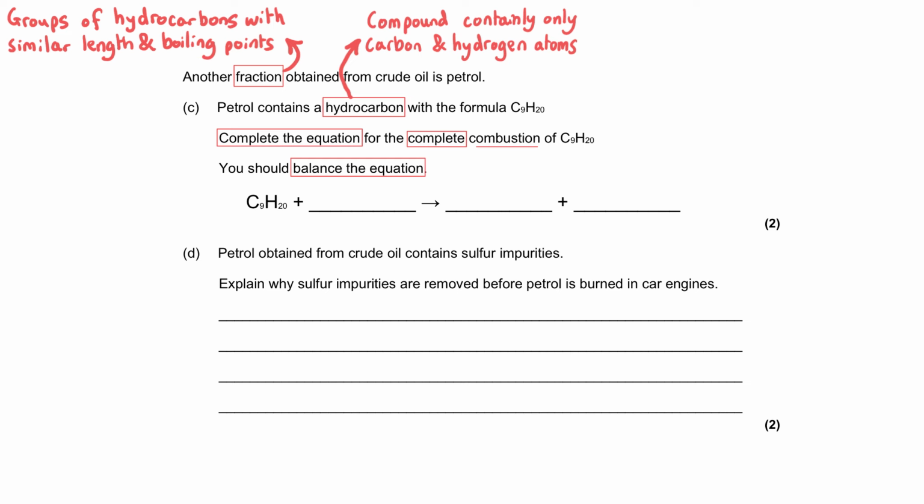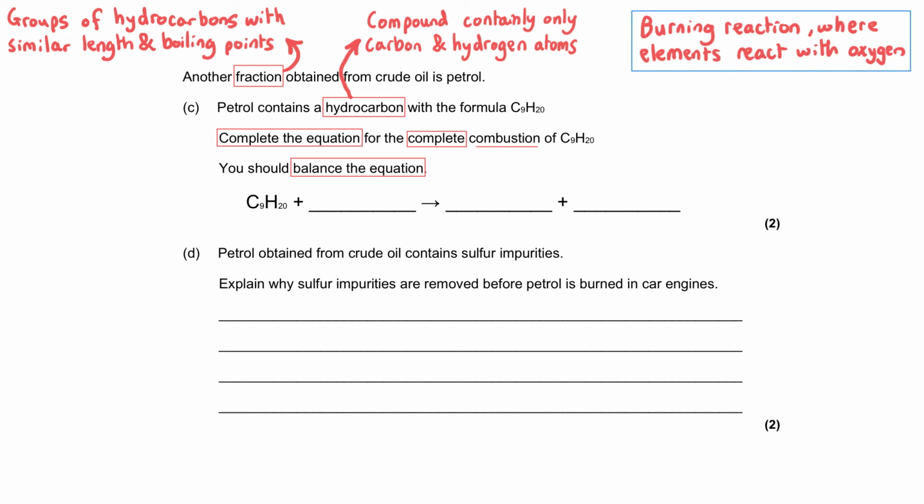Now we're completing the equation for combustion. In combustion reactions, this is where substances react with oxygen. Oxygen supports the burning of substances, and therefore that means that this first gap needs to be acknowledging that it's oxygen that is required for combustion to occur. Now we're balancing this equation, which means that the word oxygen won't be enough. We need the formula of oxygen, which is O2.